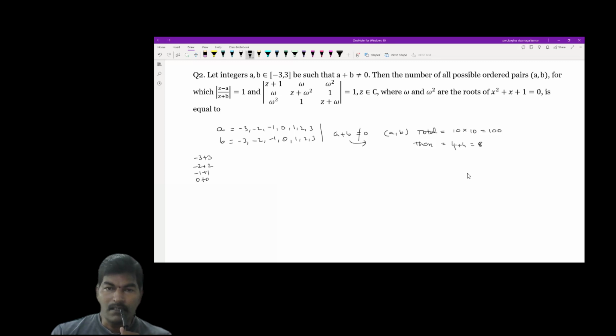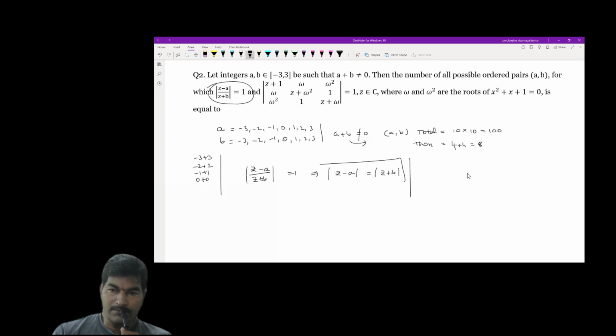Now, along with this, he makes one more condition. Okay, keep these things away. I hope you understood what the condition says. |Z minus A| by |Z plus B| under modulus equal to 1. That means you can write |Z minus A| is equal to |Z plus B|. If you do cross multiplication, you will get this scenario.